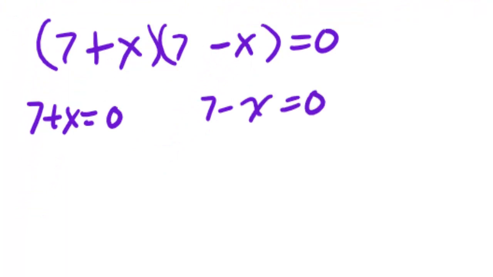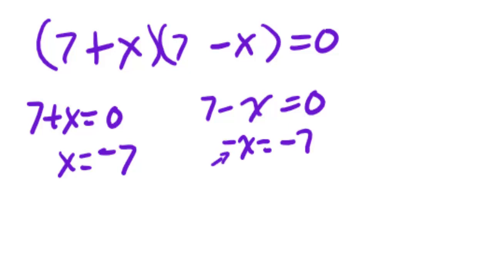And then we subtract 7 from both sides over here, we get x is equal to negative 7. So on the second binomial, when we subtract 7, we get negative x equals negative 7, but we've got to get rid of this negative sign, so we're going to multiply both sides by negative 1, and we end up with x equaling positive 7. So you can see the two solutions are 7 and negative 7.